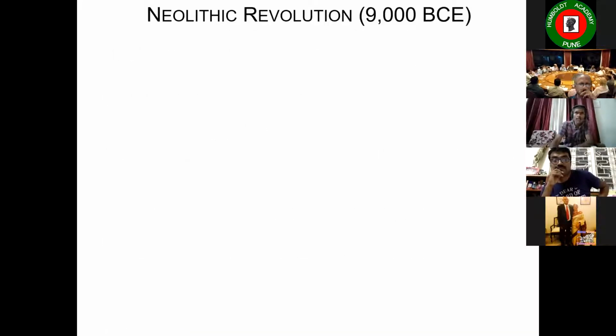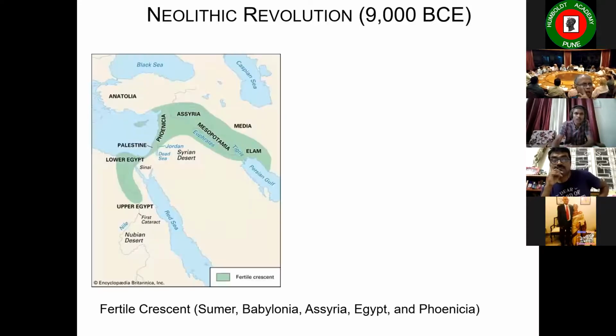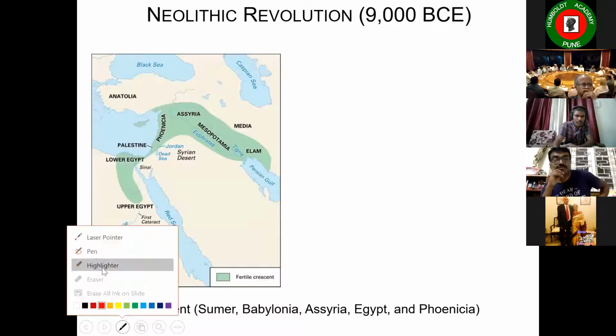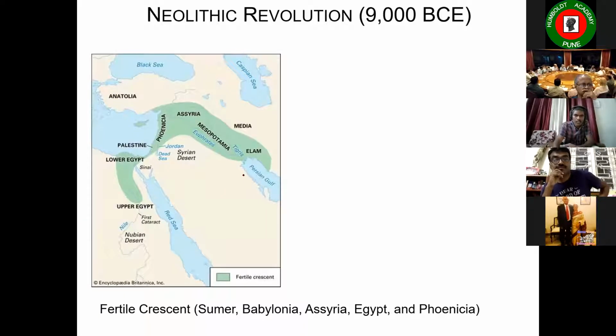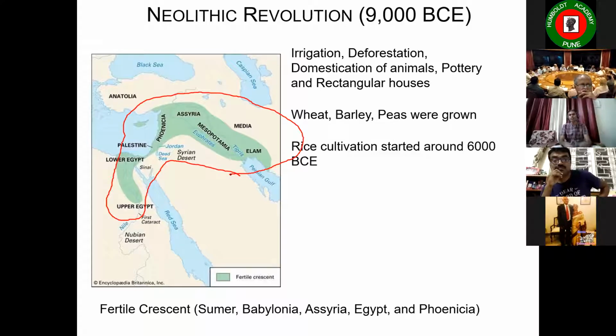Now, the Neolithic Revolution is the one that started about 11,000 years ago. This is the region where agriculture started. It is known as the Fertile Crescent. It's basically the Nile, Euphrates, and Tigris, these three rivers and river banks where agriculture started. This is the period where deforestation happened, and domestication of animals, irrigation, pottery, and rectangular houses, everything started.